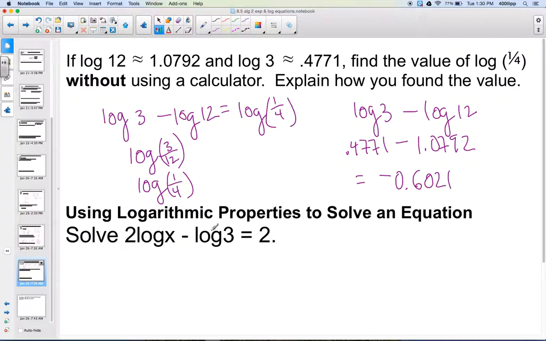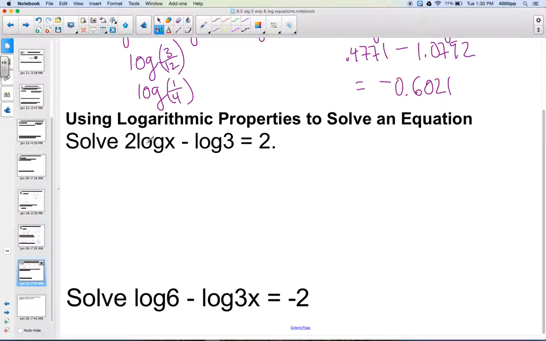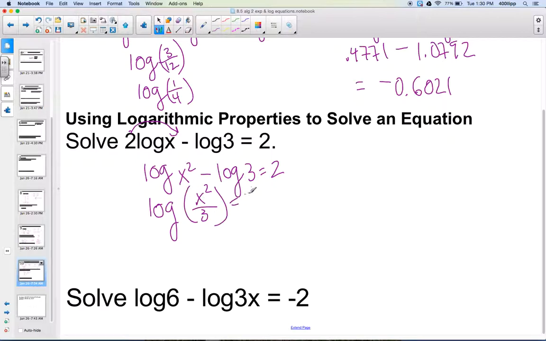Okay, and then a few more here, using logarithmic properties to solve an equation. What we're going to do is make it a single log first. So I'm going to take this 2 and put it as the power first. That will give me log of x squared minus log of 3 equal to 2. When I'm subtracting logs, I divide these. So I have log of x squared divided by 3 is equal to 2.